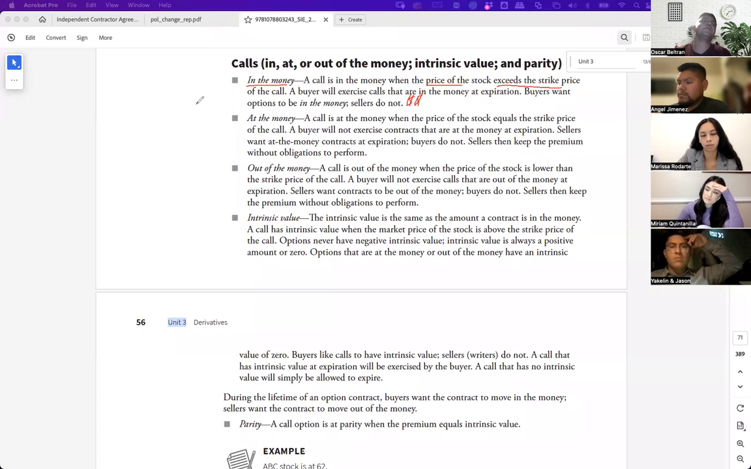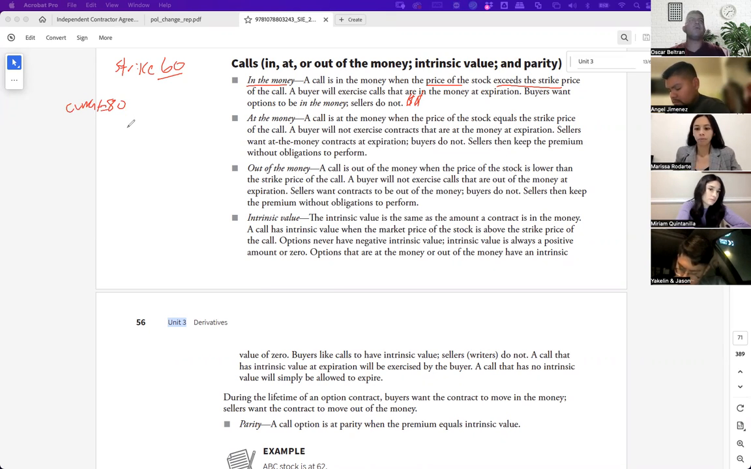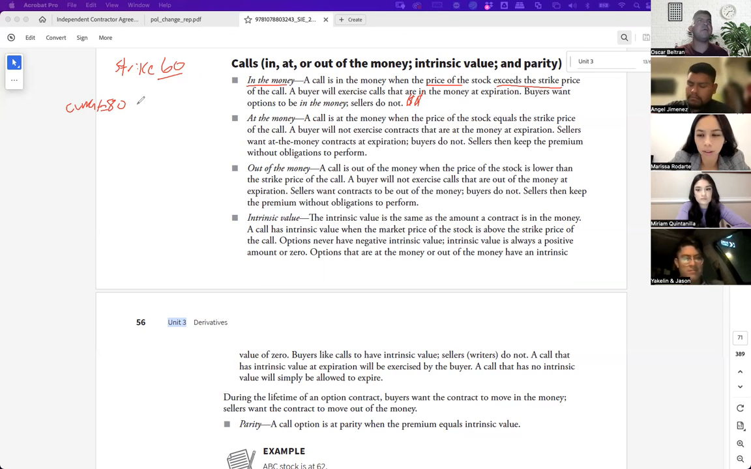All right, perfect. So let's say the strike price is 60. That's the contract here. We have 60, and now the current market price is $80. Right now, are we in the money, out of the money, or intrinsic value? Which one is it? In the money. Yep, in the money. Right now we're above 60, so we're in the money.